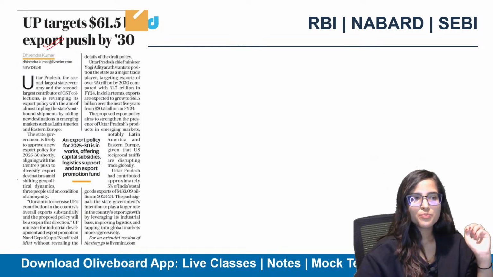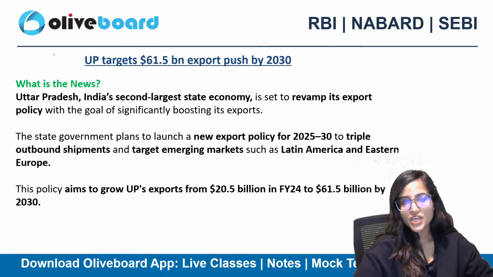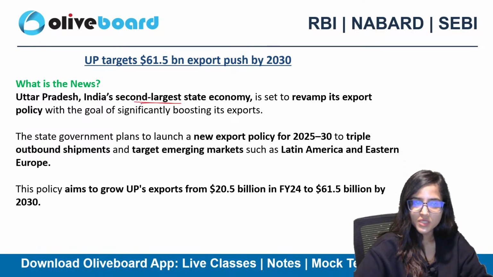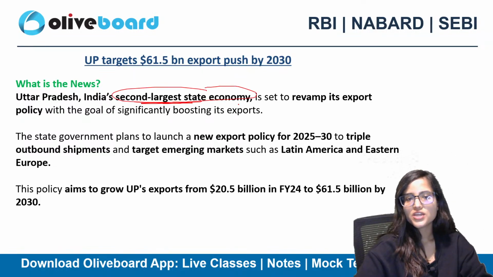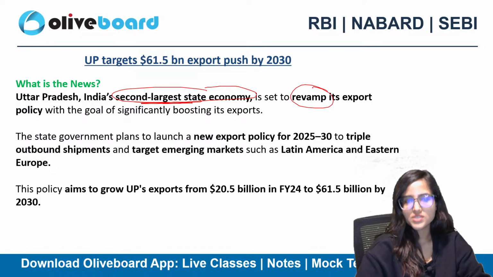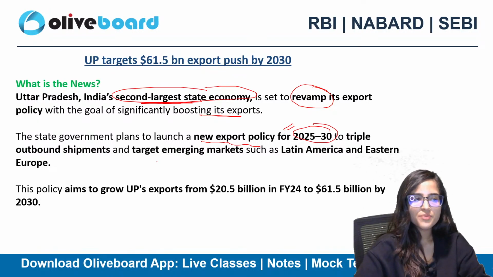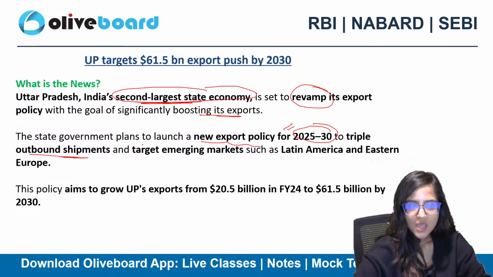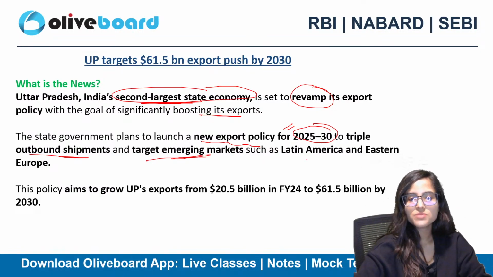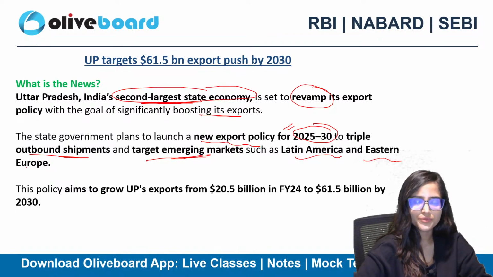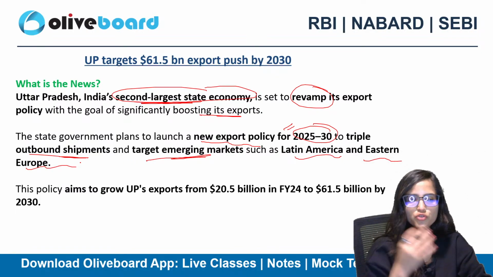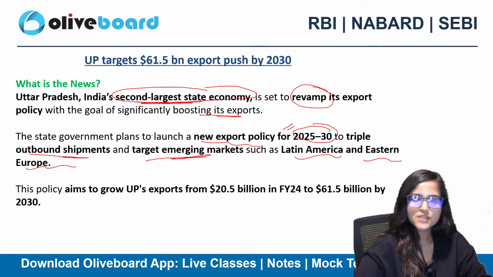Now very important. UP targets a $61.5 billion export push by 2030. Uttar Pradesh, which is India's second largest state economy, is trying to revamp its export policy and boost its exports. So the state government has brought in a new export policy for 2025 to 30, so that it can triple its outbound shipments, that is, shipments going outside, and target emerging markets like Latin America and Eastern Europe. This is for 25 to 30.